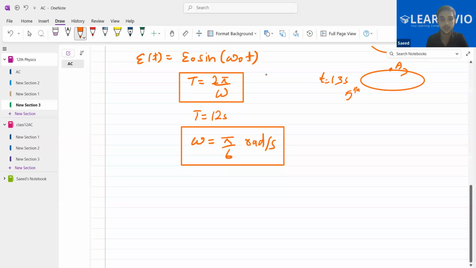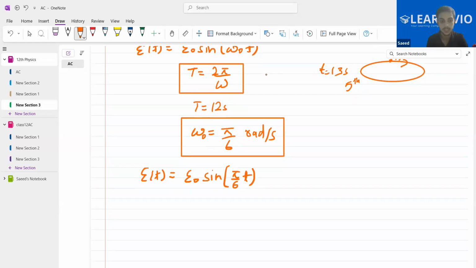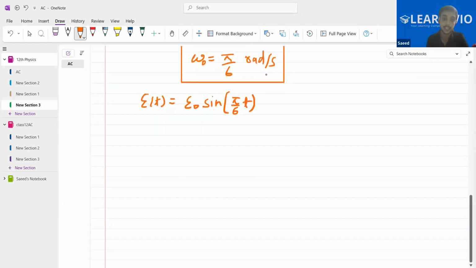Actually this is omega naught. So we are going to replace it in the original equation of E of t. It will be E naught sine of pi by 6 t. Understood? Can you draw the graph of this? Tell me what its time period will be: 2 pi, because sine has a time period of 2 pi.